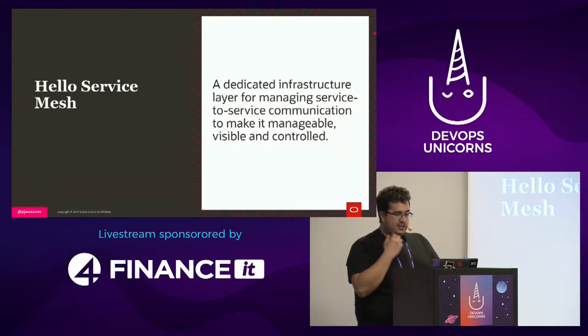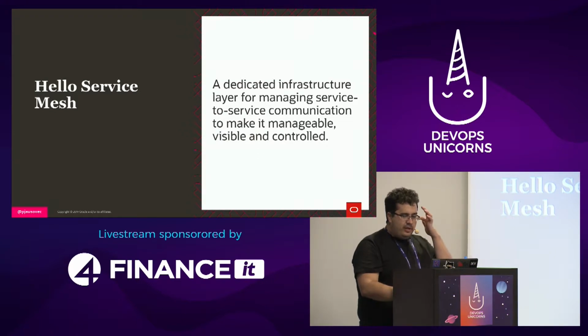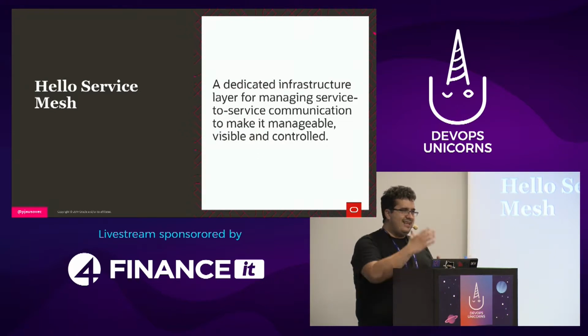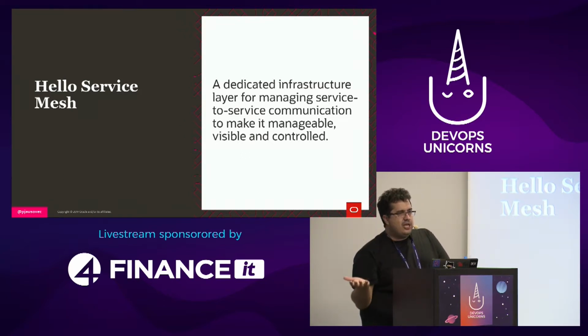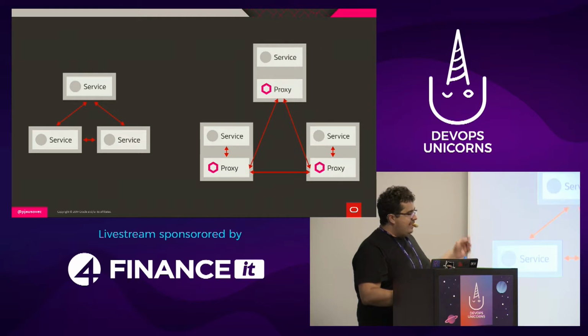So enter service mesh. This is another buzzwordy thing this year and the past year. I'll just briefly explain what it is. The definition says that this is a dedicated infrastructure layer for managing service-to-service communication to make it more manageable, visible, and controlled. So it's pretty much all about the communication between your services. On the left side here, I have a simple diagram with 3 services, and the services are happily talking directly to each other, right?